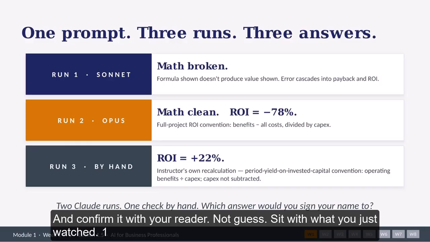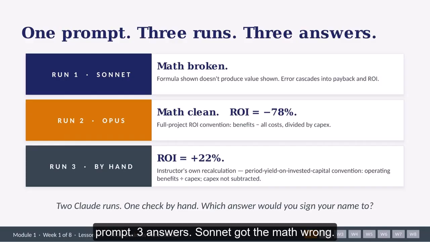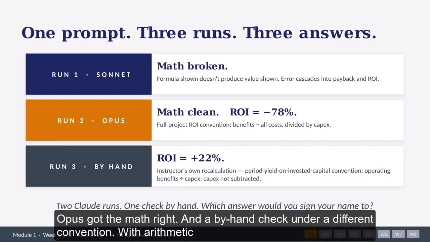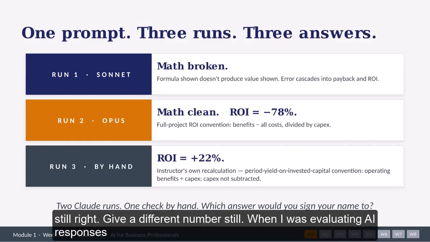Sit with what you just watched. One prompt, 3 answers. Sonnet got the math wrong. Opus got the math right. And a by-hand check under a different convention, with arithmetic still right, gave a different number still.